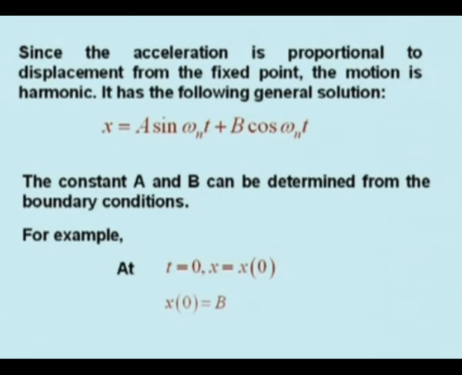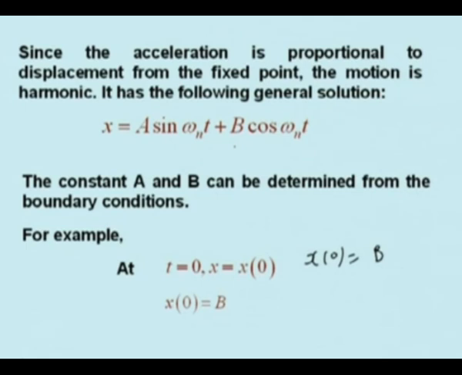For example, at t is equal to 0, if you put that boundary condition, then x0, x at 0, is equal to, this term is 0 and this becomes b cos 0, so x0 is equal to b. So that is one thing, and we see that it is basically sin omega n t.